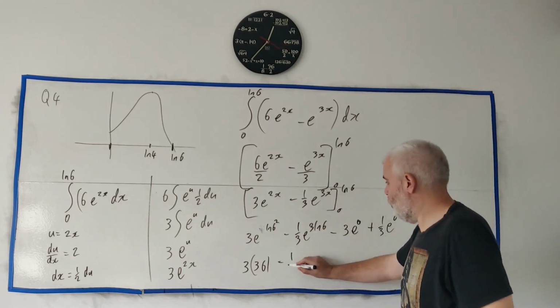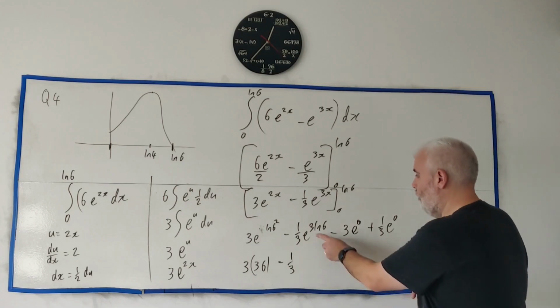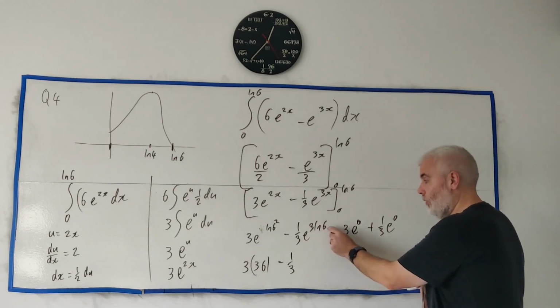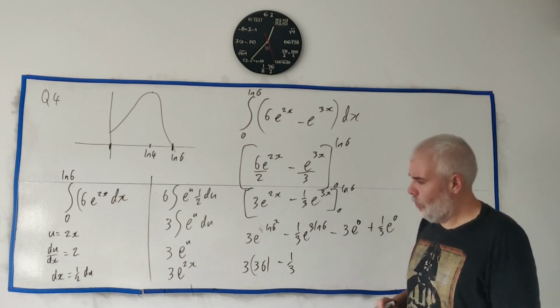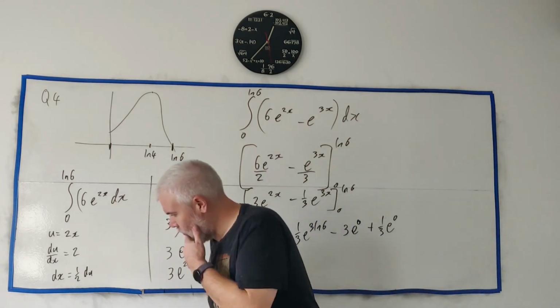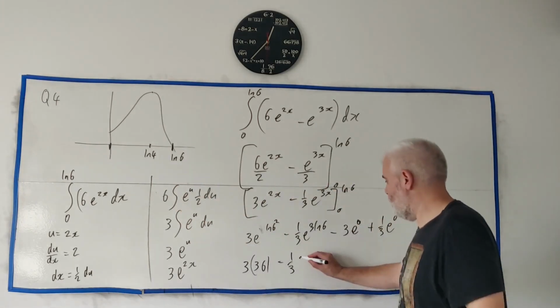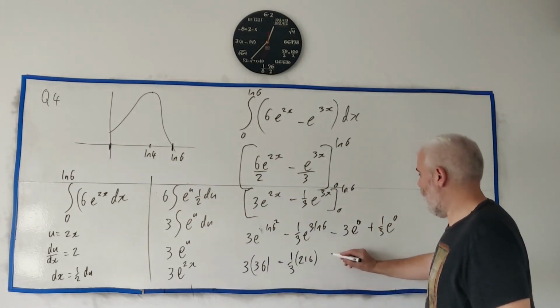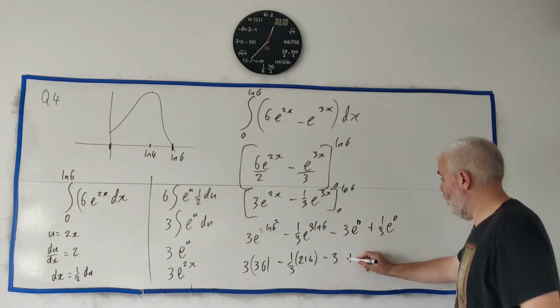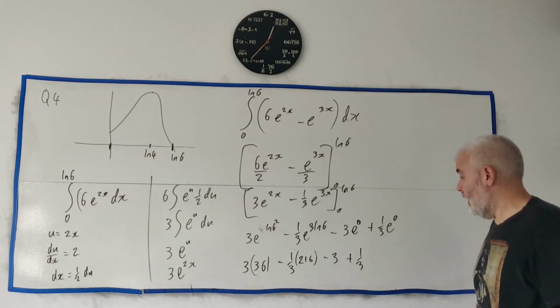So this is minus 1 over 3, e to the natural log destroy, and we'll just have a 6 to the power of 3, which I'll have to just double check my notes. I want to say 200 and, yeah, there it is there, 216 minus 3 plus a third.